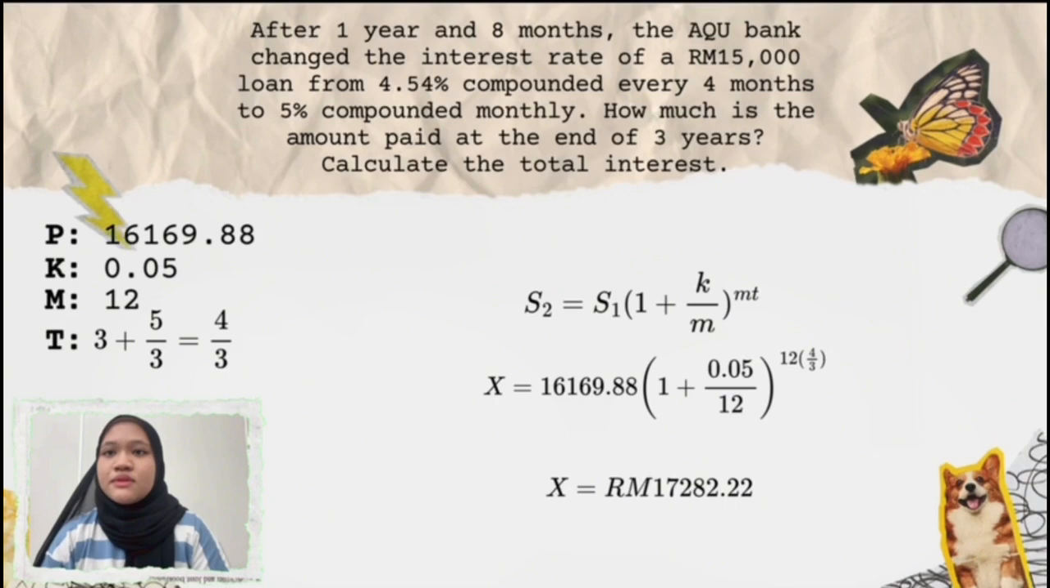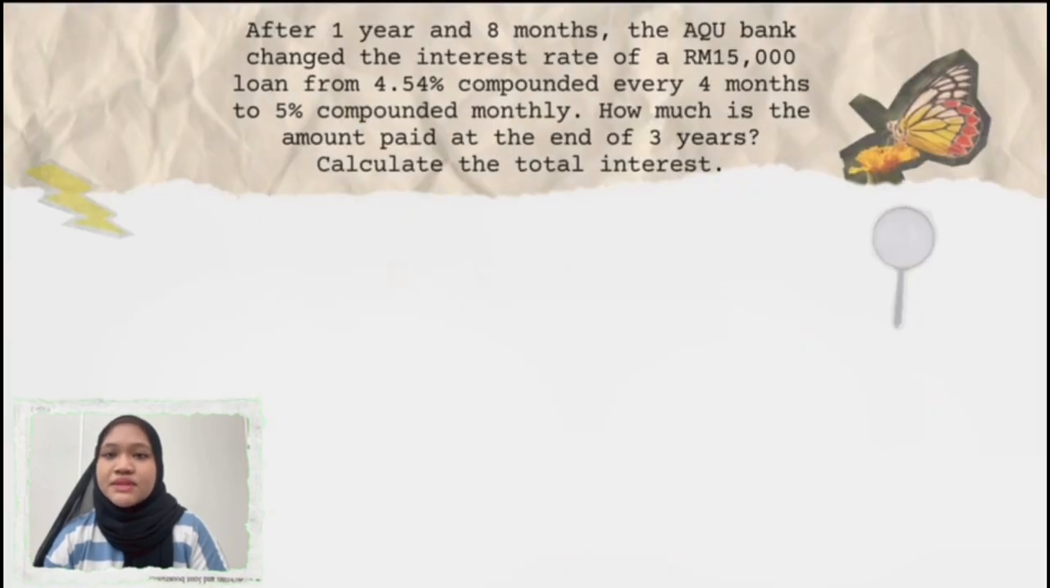In this question, we use 5% compounded monthly, so the K becomes 0.05, M is 12, T is 4/3, and P is 16169.88. This is because the previous S becomes the new P. Using the formula, S equal to 16169.88 open bracket 1 plus 0.05 over 12 close bracket to the power 12 open bracket 4 over 3 close bracket. We will get S equal to 17282.22 as the final answer for the amount paid at the end of 3 years.